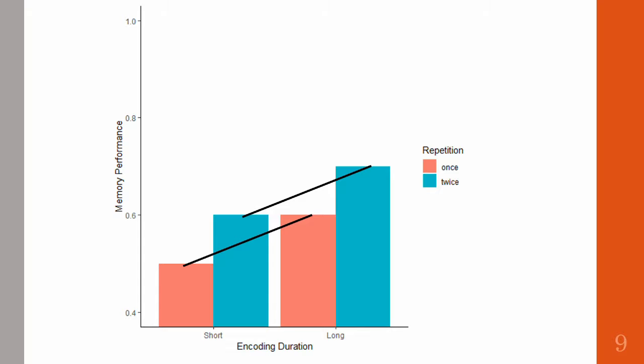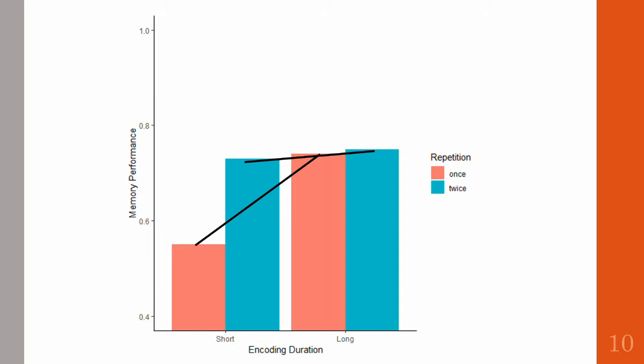Importantly, from this graph, we can see that there is no interaction. I find it helpful to imagine drawing lines on the graphs. So if we draw two lines connecting both the pink and the blue bars, we can see that they are parallel and they do not cross each other. In other words, the difference between the two sets of blue and pink bars are about the same no matter if it's the short or long condition.